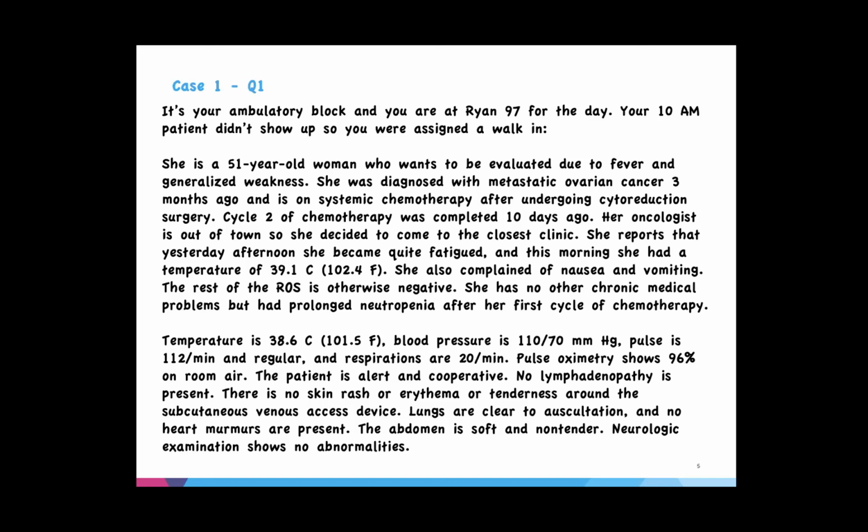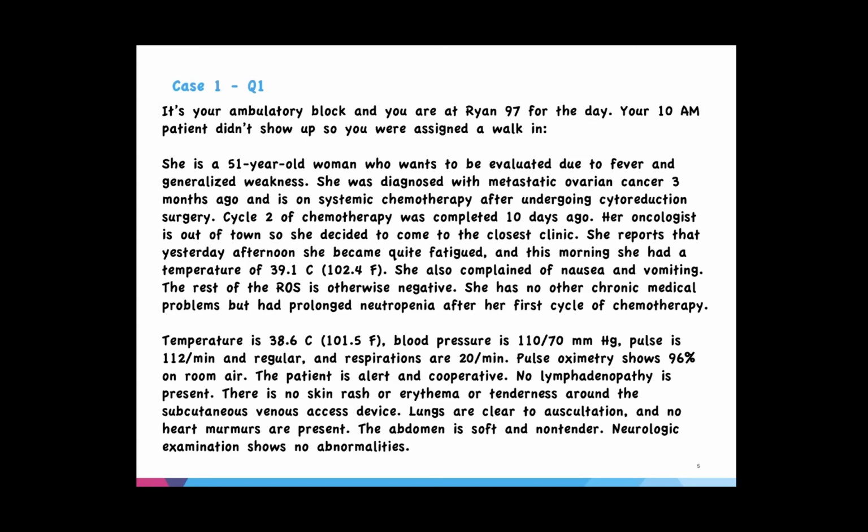So it's 10 a.m. and your patient's not showing up. So you're assigned a walk-in, which happens all the time. So you spend hours pre-rounding and checking on your patients. And then there's something totally new coming your way. You're like, okay, I have no idea what's happening here.